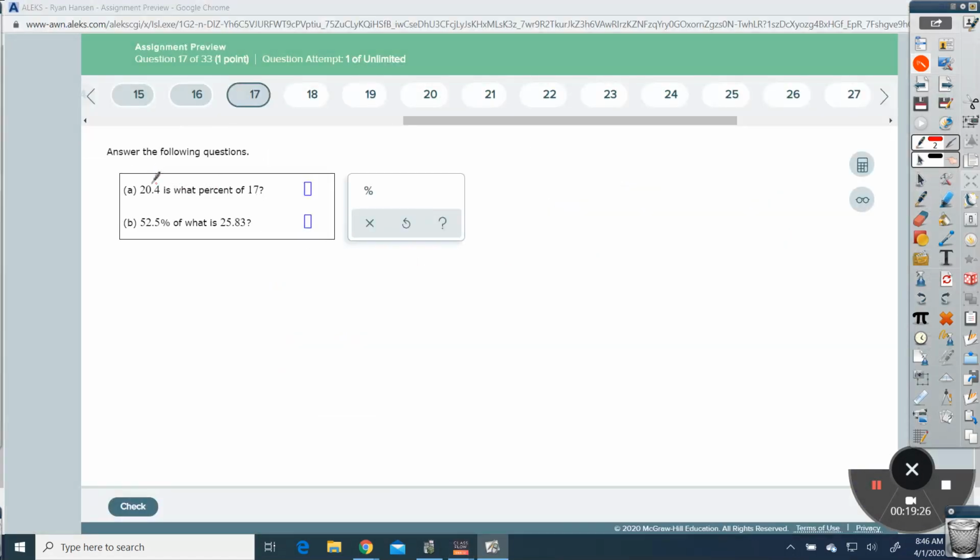Number 17, same kind of a thing. 20.4 is what percent of 17? So now to get x alone, you would just divide. So 20.4 divided by 17 equals x. Again, if you're setting it up as a proportion, 20.4. So what percent? Percent always goes over 100. 20.4 and the 17 goes there. Okay. So this just tells you have to multiply by 100 and move the decimal place over 2 when you're done.